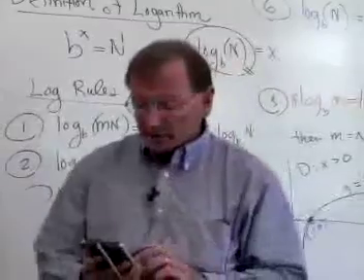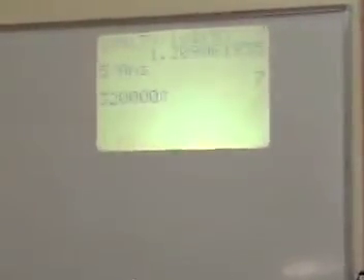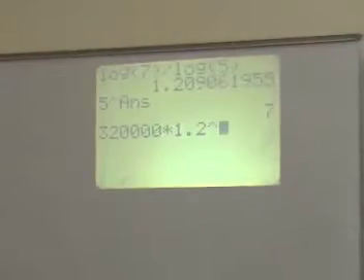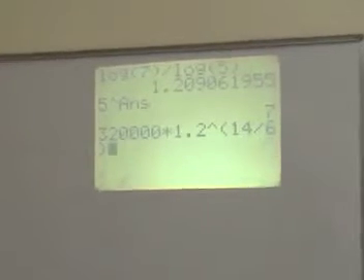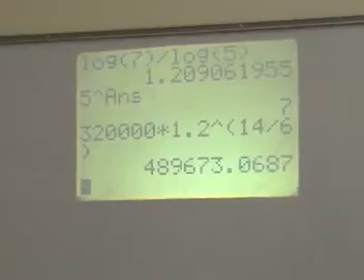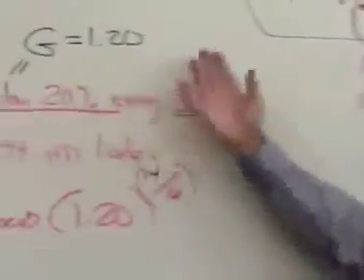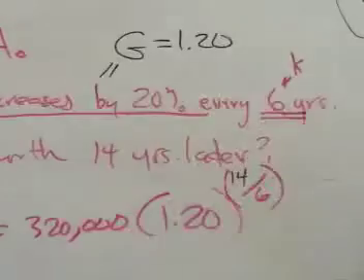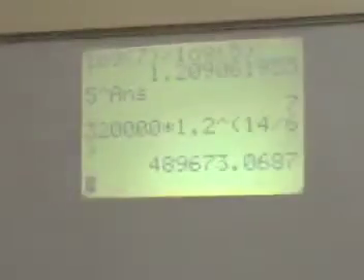So here's that calculation. 320,000 times 1.2 raised to the, and here's where I need parentheses, 14 divided by 6. So all of that's being raised, and there's your answer. Does that seem reasonable? Well, it's increasing by a little bit every 6 years, so 20% hikes would be 12 years. So that looks reasonable to me. That's the house value then.